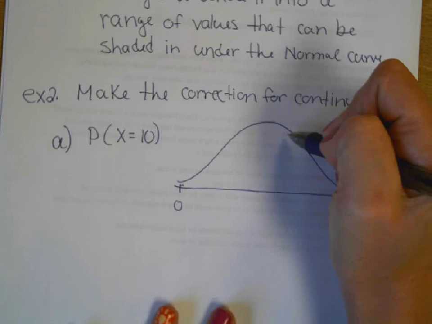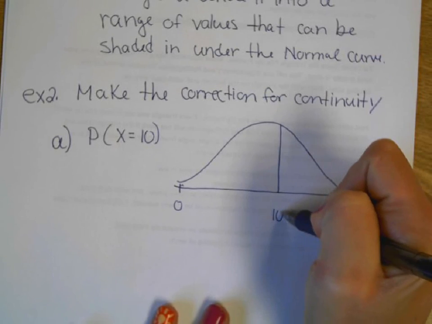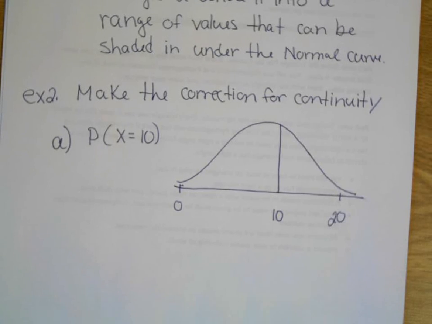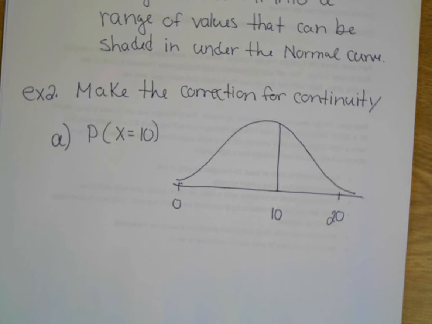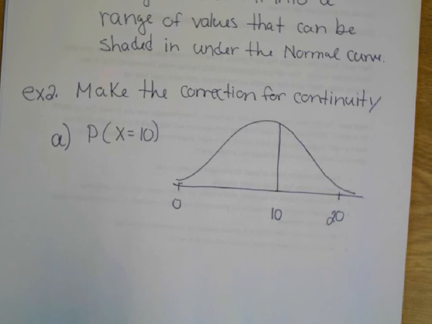Not that 10's going to be in the middle of this thing, but let's say 10's right here. In order for us to use the normal distribution, we have to have a shaded region. Well, if I just say 10, I don't have a shaded region. But now we have what's called making the correction for continuity. What values on this number line round to 10? So how far below 10 can we go where a number would still round to equal 10?